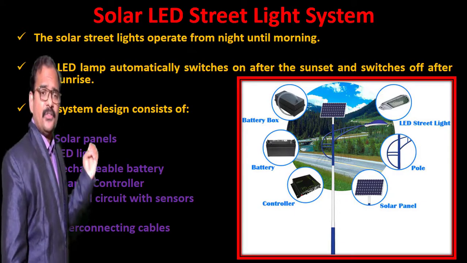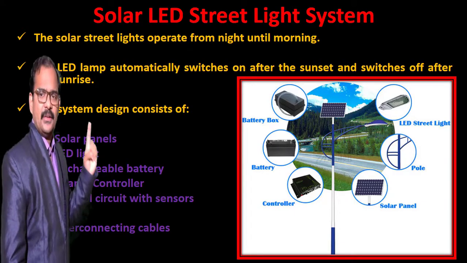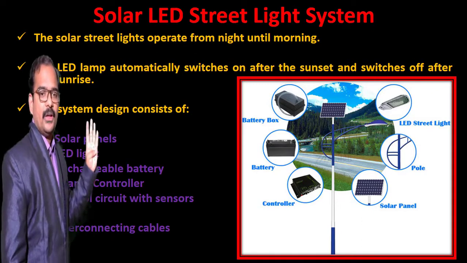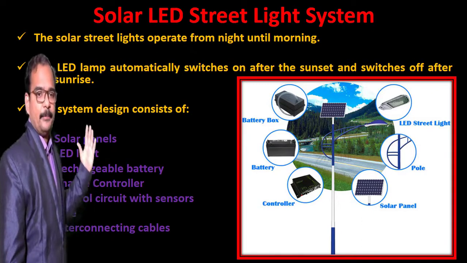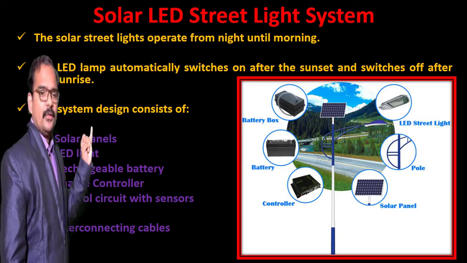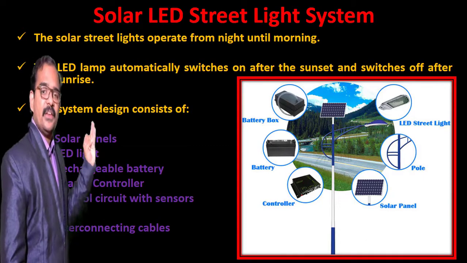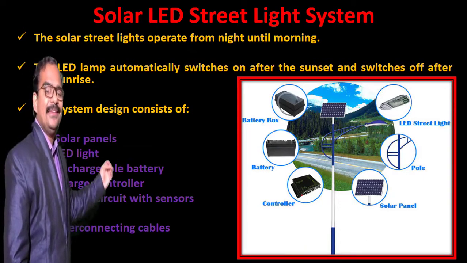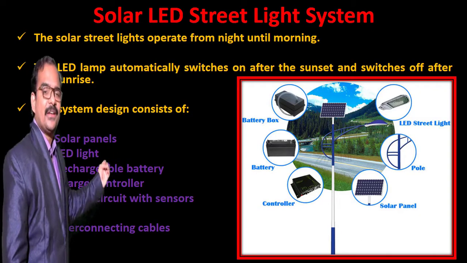So this system consists of number 1, solar panels. Number 2, LED lights. Number 3, rechargeable batteries. And number 4, charge controllers. Number 5, control circuit with 2 different kinds of sensors, a pole and the interconnecting cables. All these are the equipment which are used in designing the solar powered LED street lighting system.